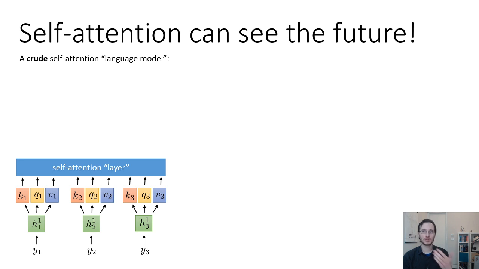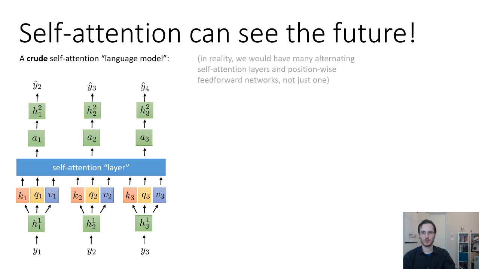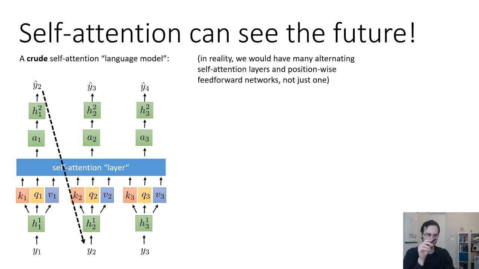So a crude self-attentional language model can actually see the future, because nothing is preventing these attention lookups from looking into future time steps. In reality, of course, we'd have many alternating self-attention layers and position-wise feed-forward networks, but for now we'll analyze just one. So if we're decoding, maybe we have a self-attention layer, then a position-wise nonlinearity, and then at the first time step, we decode y2 hat. That's our guess of y2. Then we would set y2 hat as the actual input of the second step, y2, and then decode from there, and set y3 hat as the actual input of the third step, y3.